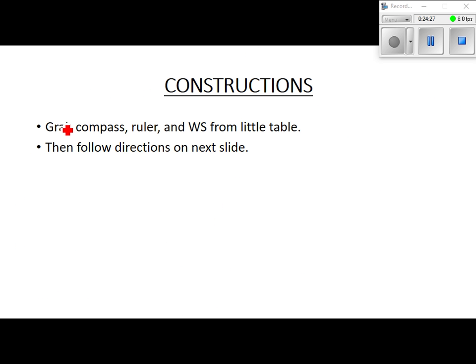All right, what I need you to do, go up front here. You're going to grab, as soon as I get these quizzes out of the way, a ruler, a compass, and a worksheet. Go ahead. Ruler, compass, and a worksheet. That's it.